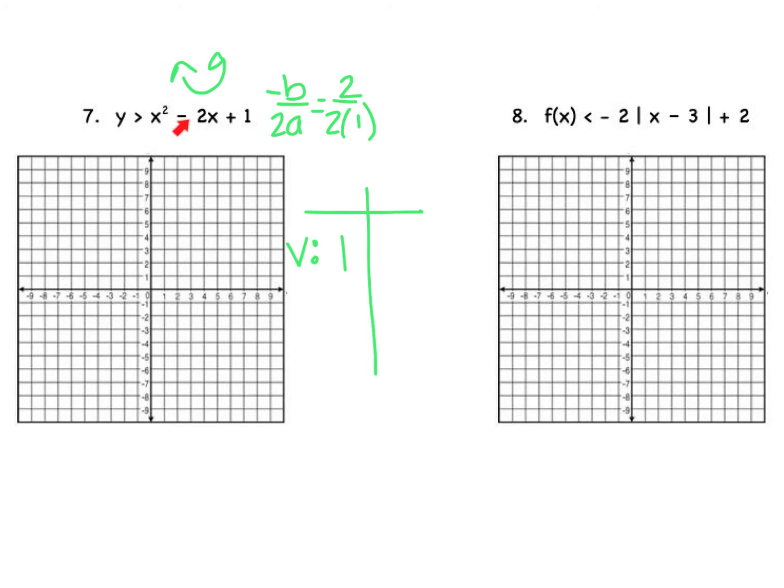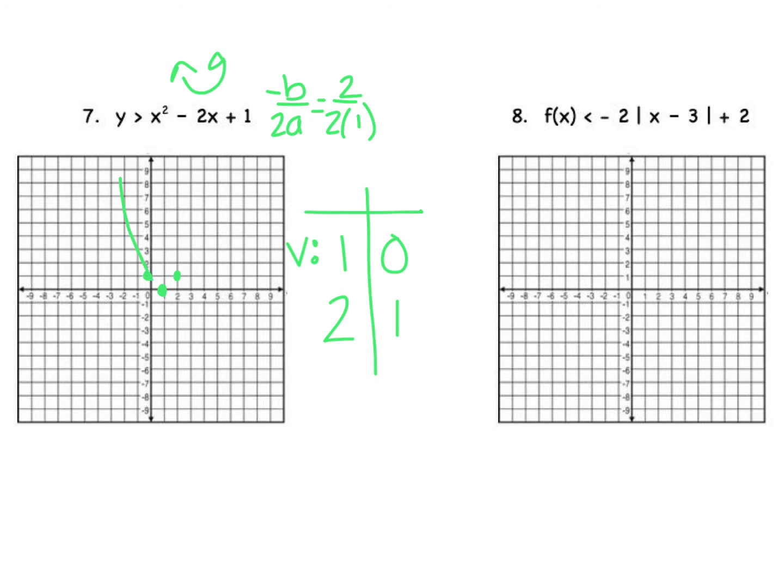1 squared is 1, minus 2 times 1 would be negative 1, plus 1 is 0. So my vertex is (1, 0). I'm going to find one more point to the right. I'm going to substitute in 2. 2 squared is 4, minus 4 is 0, plus 1 is 1. I'm going to use symmetry to get another point to make my smooth curve.